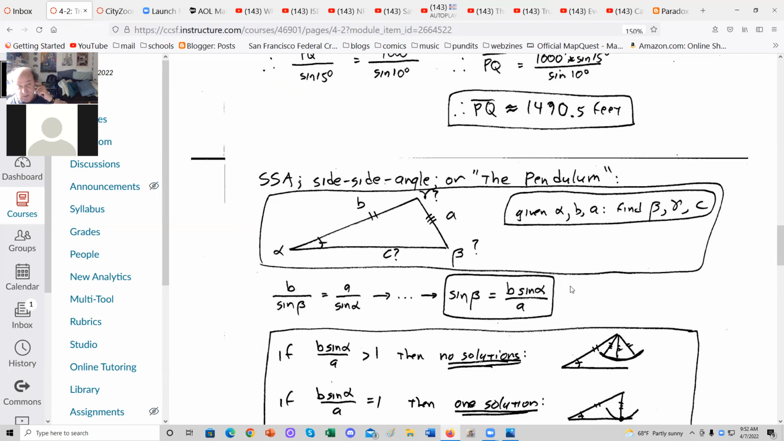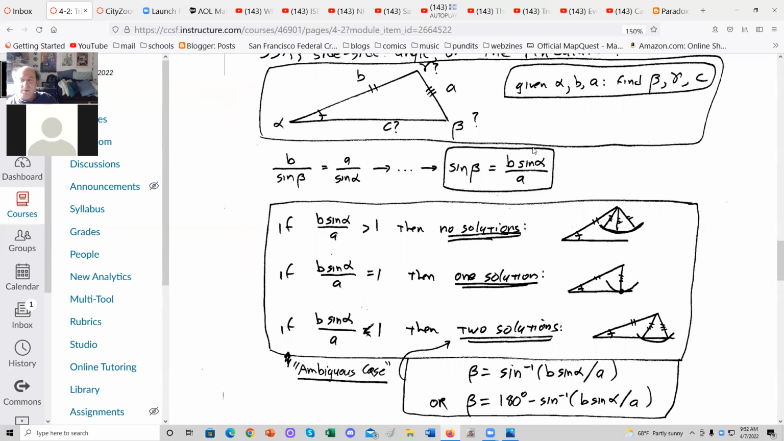Instead of finding a psi, we have a sine of an angle. The problem is this: b sine alpha can be bigger than 1, but sine is never bigger than 1. So if b sine alpha over a is bigger than 1, there's no solution. I think of this as a pendulum at the end of a cantilever. The angle is raised up so high that the pendulum swings back and forth and never touches the ground. So there's no triangle to discuss.